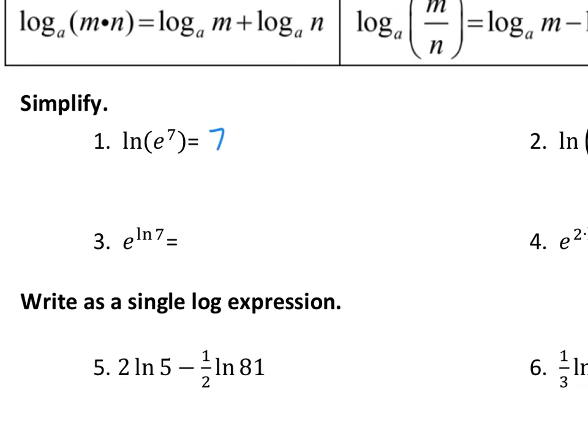And these can go the other way around too. So in question number 3, again, if you just have an e and a natural log, they're going to cancel each other out, and my answer will just be 7 on this one.